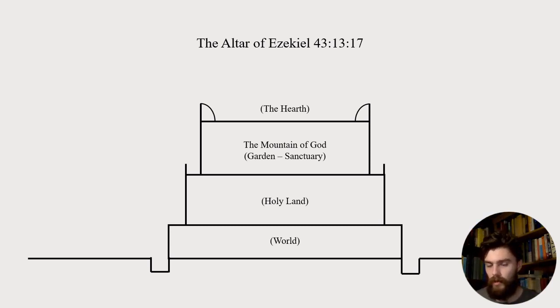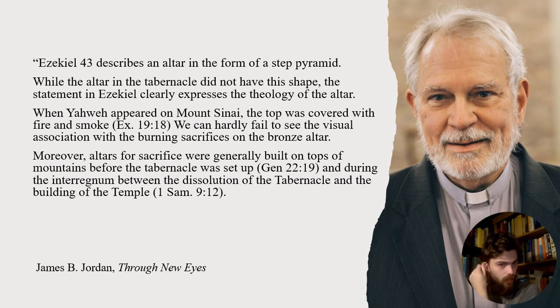And so I think that's a really compelling view, that even in the altars themselves there are these mini images of an axis mundi, a connection between heaven and earth. Jordan summarizes by saying that the altar described is in the form of a step pyramid, which is very much like the ziggurat imagery in the Tower of Babel.